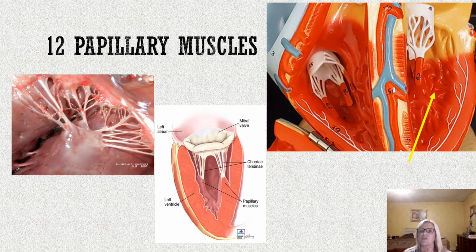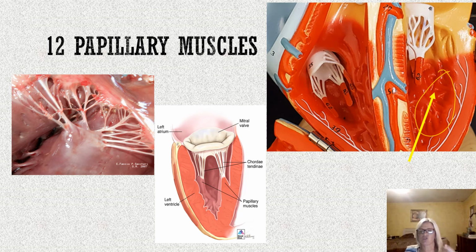All right, so these thicker areas of muscle that are kind of lumpy looking almost, these are areas of the heart where the chordae tendineae are attached, okay? And so it's this bumpy looking area here. These are the papillary muscles, and so they're kind of like papilla.